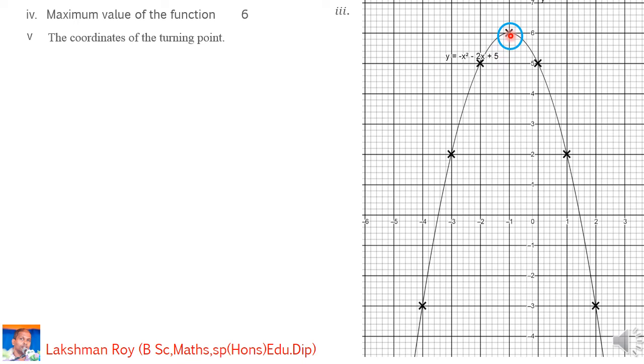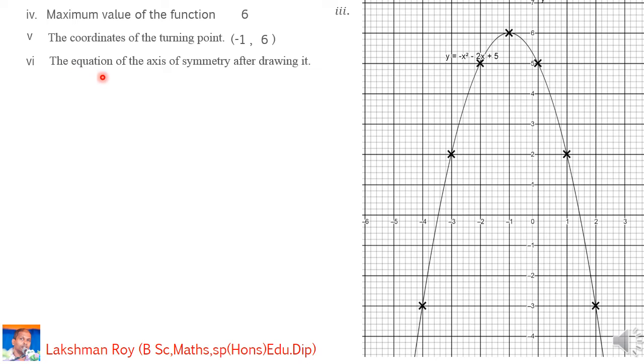How to take the x coordinate? You have to go down to the x-axis. This is the x value, so the x coordinate is -1. Then how to take the y coordinate? Go along the y-axis, and that is positive 6. So (-1, 6) is the coordinate of the turning point. Understand? Next, move to the next question.